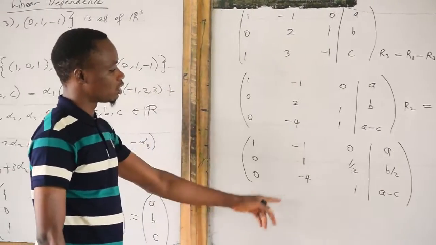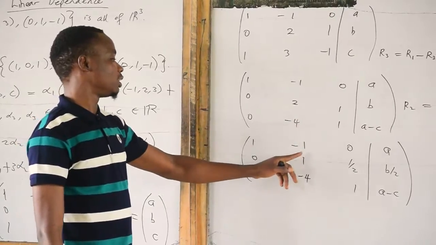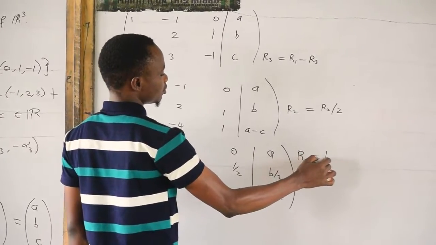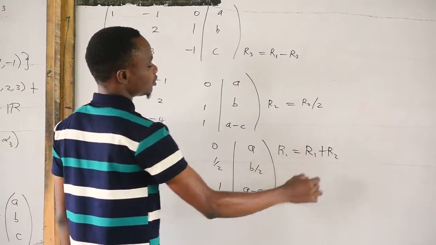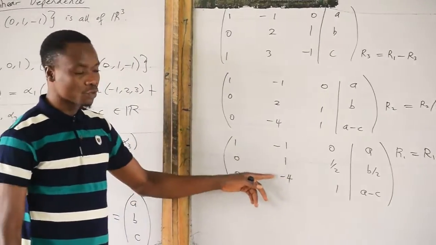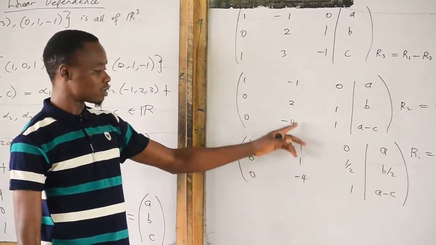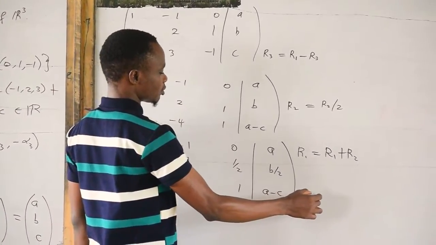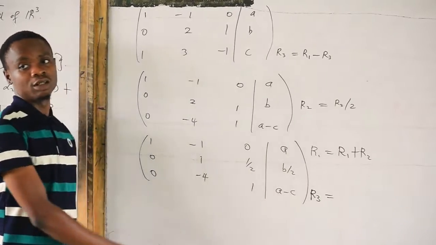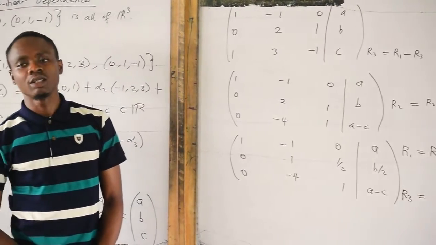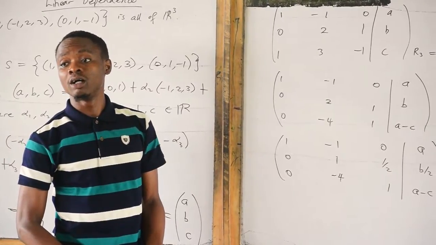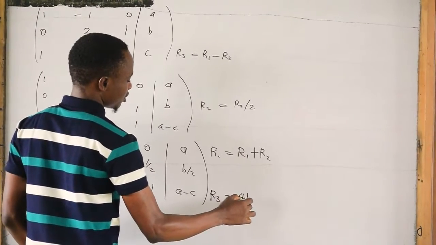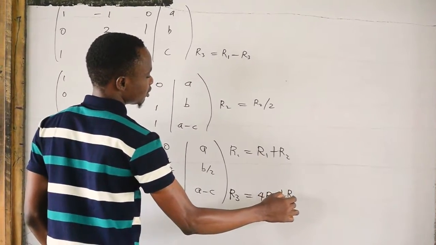What's the next thing? I need to make this one 0, and this one should become 0. To achieve that, I can say R1 equals R1 plus R2. I told you to clear these things, you have to use this row as reference. Clear off the others. I can say that R3 equals, what should I use here? Clear this off. 4 R2 plus R3. 4 R2 plus R3.